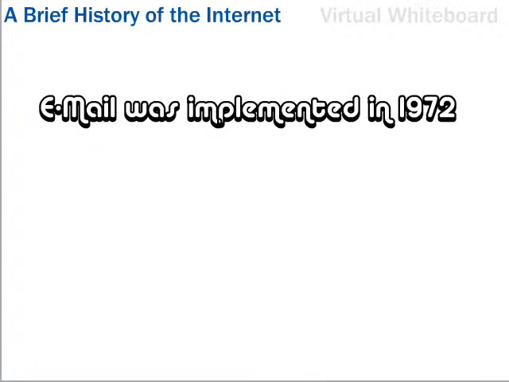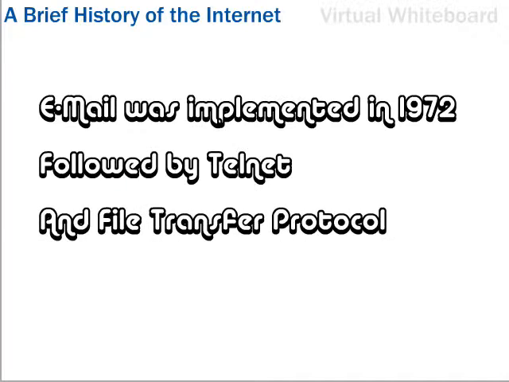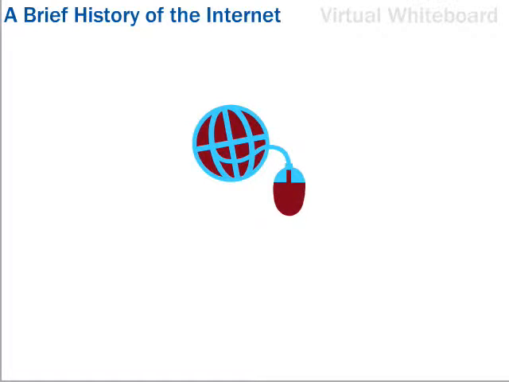Email was implemented in 1972, closely followed by the Telnet protocol for logging on to remote computers and the file transfer protocol allowing file transfer between computers. The network continued to develop over time with improvements to its protocols and tools, but it wasn't until 1989 that the now familiar World Wide Web began to take shape.